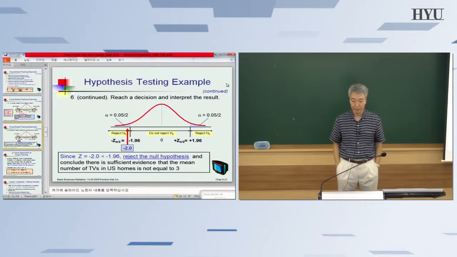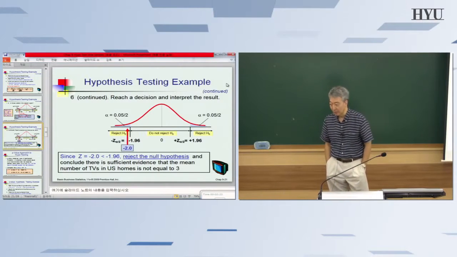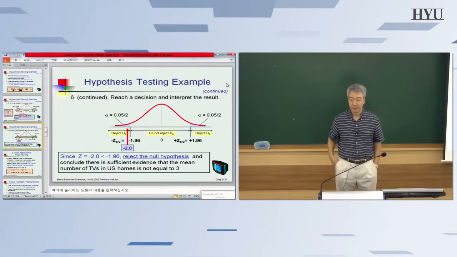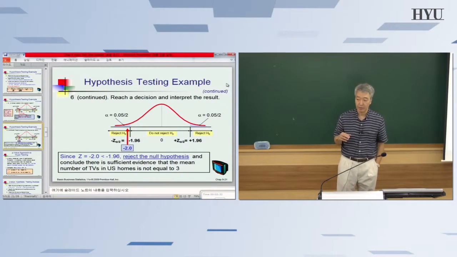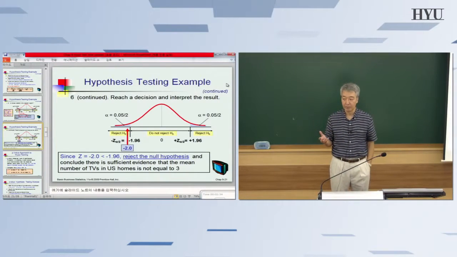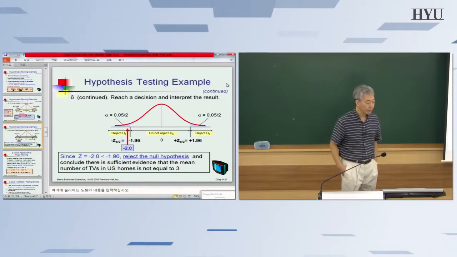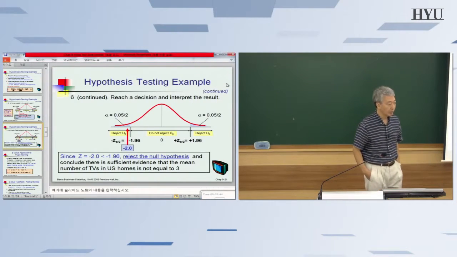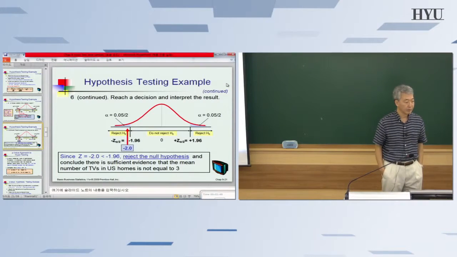All right, let me make it simple. Type 1 or type 2? Type 1, because you are rejecting the null hypothesis. If you are making an error by rejecting it, that means you are rejecting the null hypothesis when in fact it is true. That's type 1 error. Type 2 error is the error of accepting the null hypothesis when in fact it is false.